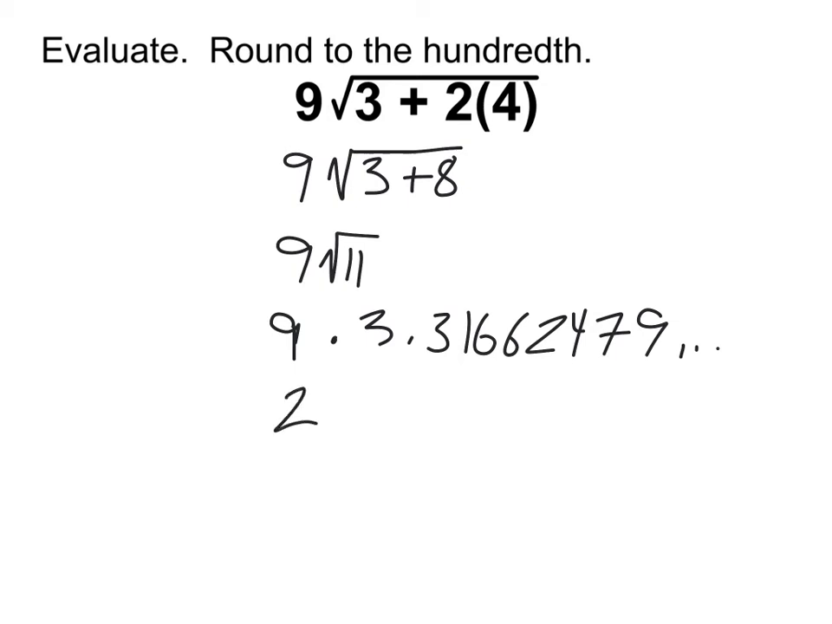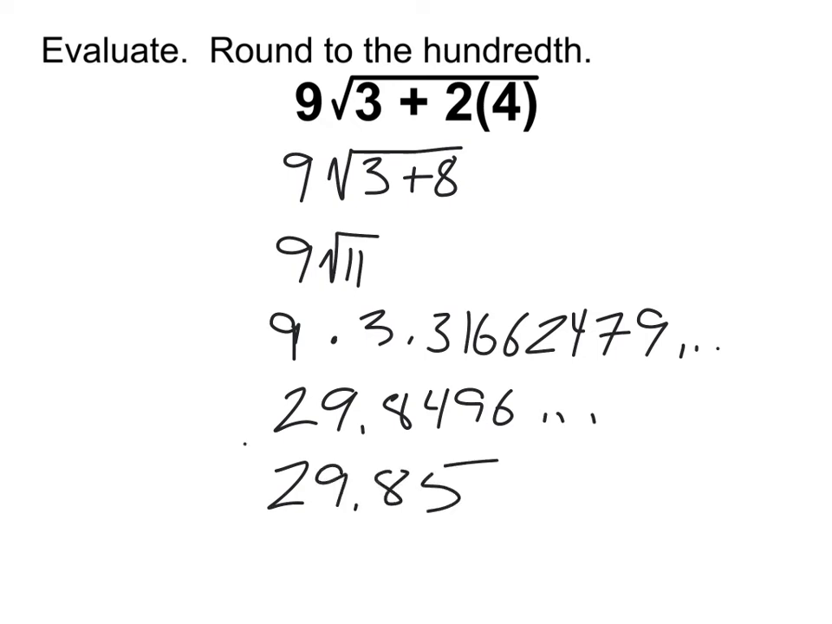So when we do that, it gives us 29.8496. And again, it's one of these decimals that goes on forever. Now round it to the hundredths. 29.85 is your final answer.